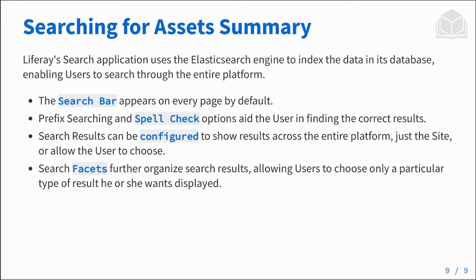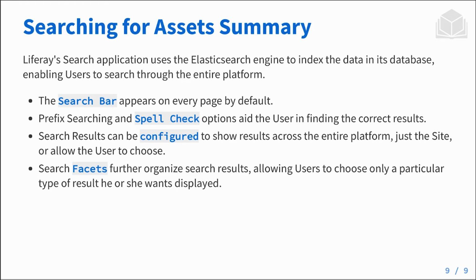All right, so let's recap this here. Liferay is using Elasticsearch 6.1, which allows us to get search results more quickly because it's storing the information in an index rather than the database itself. And we now have the search bar, which is a widget that is placed on all of the pages, and we can tailor our search results pages as well.